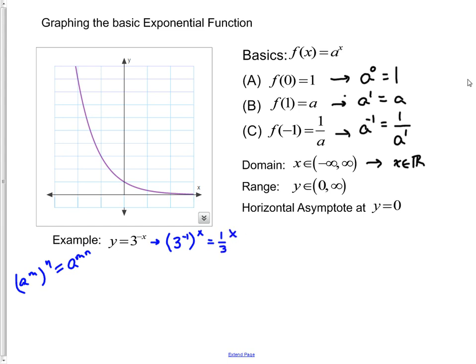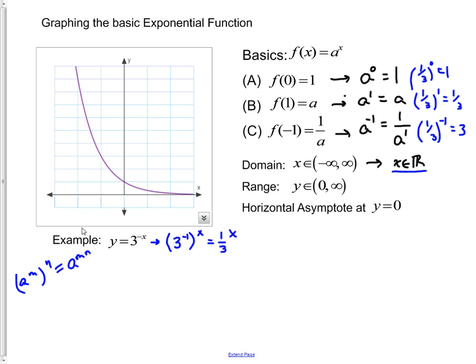So by that standard, sure enough, 1/3 to the 0 would be equal to 1. And 1/3 to the first should be equal to 1/3. And of course, 1/3 to the negative first is 1 over 1/3. Well, 1 over 1/3 is 3. All the other rules apply. This x is in the set of all real numbers, and the range goes from 0 to infinity.